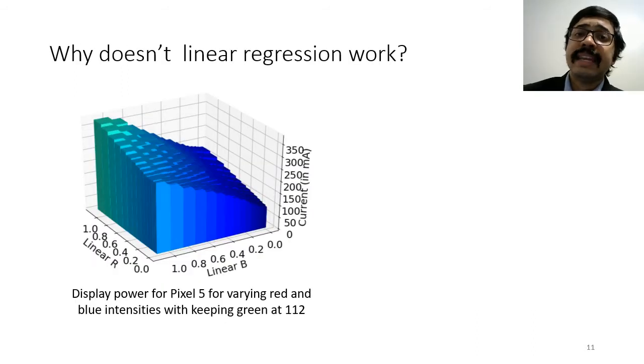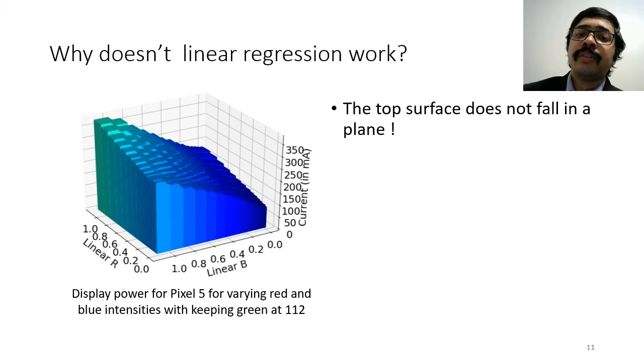To understand the source of inaccuracies of prior models, we studied pixel power to a large extent. Since it's hard to visualize the measured pixel power for the entire 3D RGB color space, we fixed green and plotted pixel power for the 2D red-blue space by varying both red and blue intensities. The height of the top surface of the plot shows the pixel power drawn. Let's observe the 2D dissection of pixel power for pixel 5 with green fixed at 112. We observe the top surface does not fall in a plane. This is the key reason why linear regression cannot be applied to model pixel power for the entire color space.